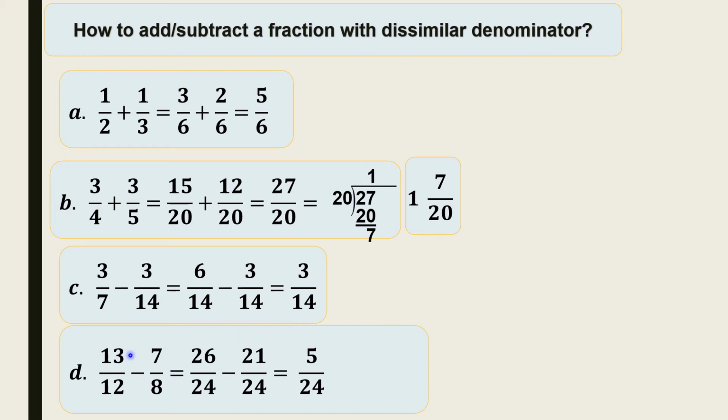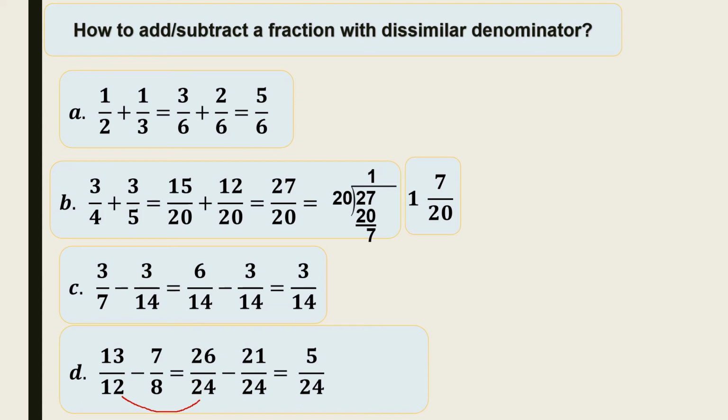So letter D: 13 over 12 minus 7 over 8. Again, they have unlike denominators. Therefore, we must get the LCM of the two numbers, which are 8 and 12. So the LCM of 8 and 12 is 24. After you get the LCM, you must divide that number by 12.